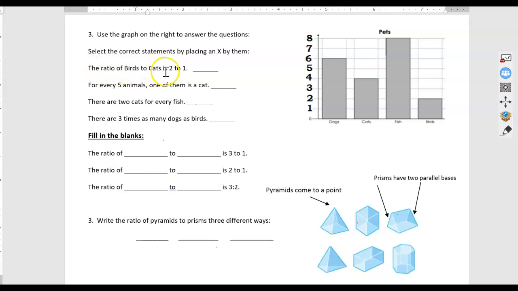The ratio of birds to cats is 2 to 1. Is that true or not? Look at the number of birds. Look at the number of cats. What is the ratio of birds to cats? Is it 2 to 1? And so if it's true, you put an X. If it's false, leave it alone.